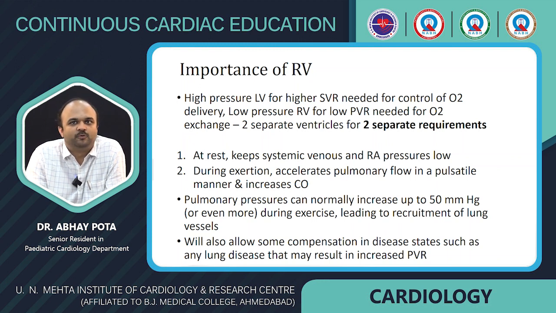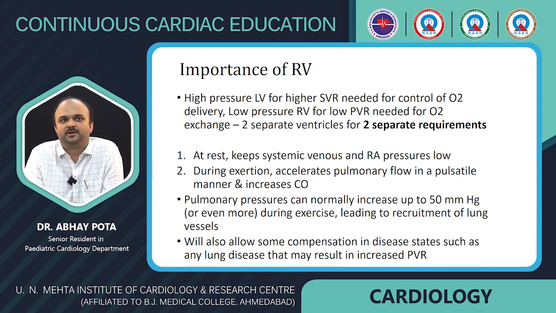So basically there are two ventricles with two very different tasks. High pressure LV for higher SVR needed for control of oxygen delivery, and low pressure RV for low PVR needed for oxygen exchange. Two separate ventricles for two separate requirements. At rest, RV keeps systemic venous and RA pressures low, and during exertion it accelerates pulmonary flow in a pulsatile manner and increases cardiac output.